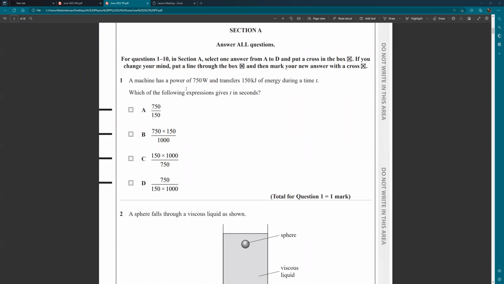Assalamu alaikum. So this is the June 2022 paper, and I'll just be going through how I would personally solve it and perhaps some advice on what you should be thinking about.